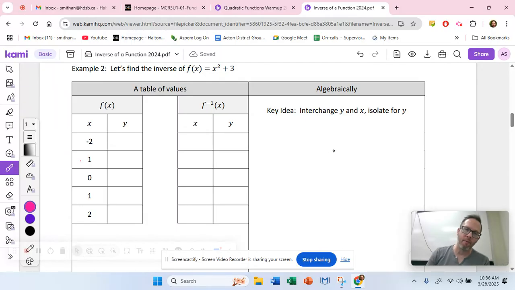Note again that I forgot the negative on that -1 there. But this is a pretty easy rule to use. So square -2 and add 3, that would be 7. -1 squared is 1, plus 3 is 4. 0 squared is 0, plus 3 is 3. And then 4, and then 7.